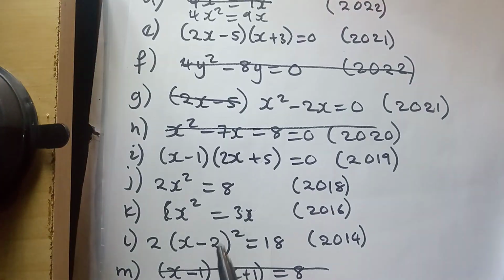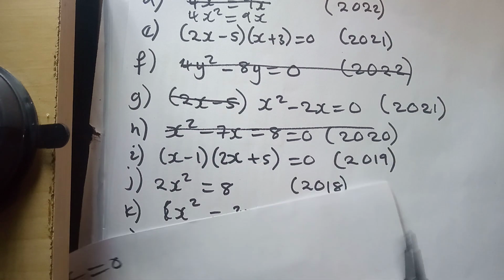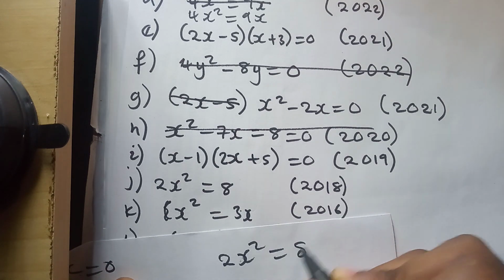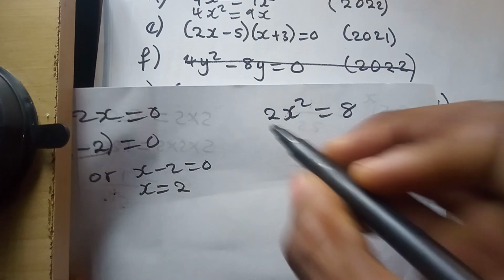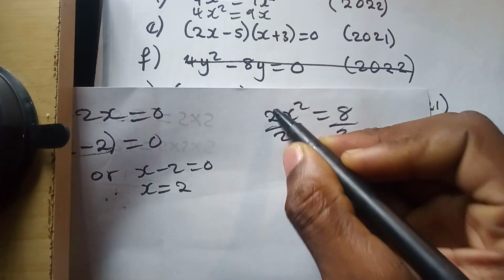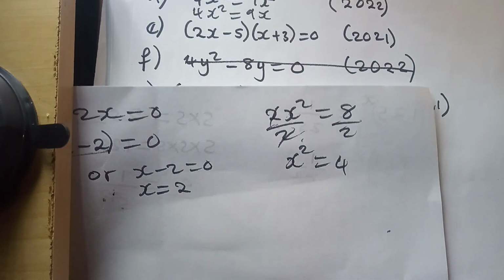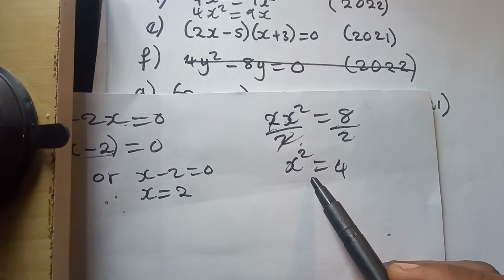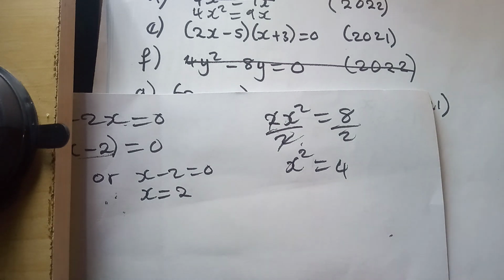And then, okay, so let's start with this one here, part J. So on part J, we have 2x squared is equal to 8. So to solve this, you can just divide both sides by 2. And then you have x squared is equal to 4. So with this one, if you want, you can bring the 4 to the other side and factorize it using a method known as difference of two squares.